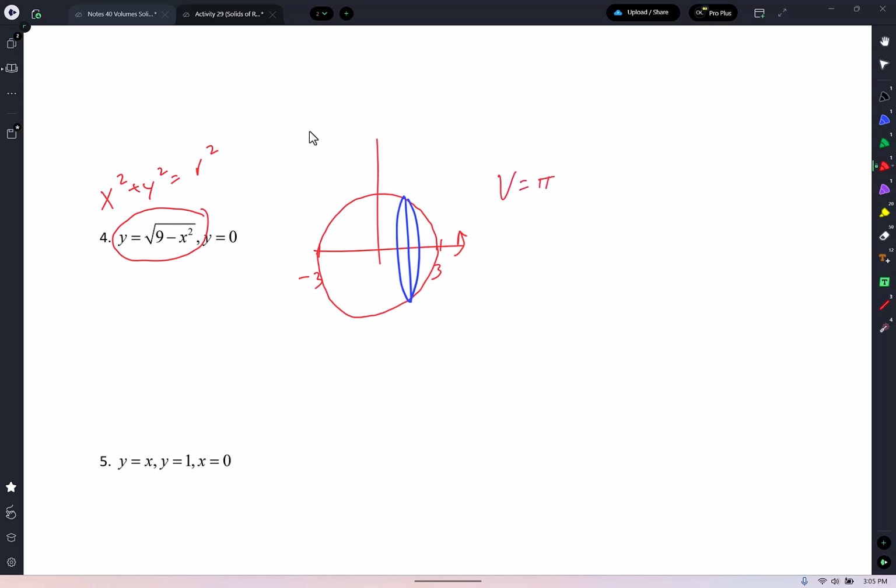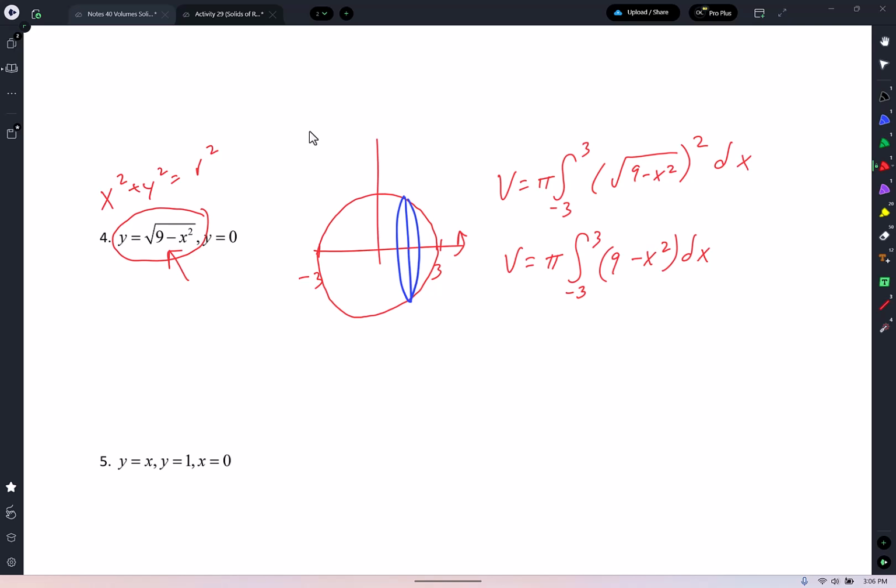Volume equals pi integral negative 3 to 3. You can actually do it from 0 to 3 and double it, but that's fine. We'll do negative 3 to 3. What's my r? The r is the distance from the x-axis to that curve, so parentheses, square root of 9 minus x squared, close it, squared, dx. Whenever you square a square root, they go away. Does that make sense? So this is one where you can do it by hand. Pi integral negative 3 to 3 of 9 minus x squared dx.